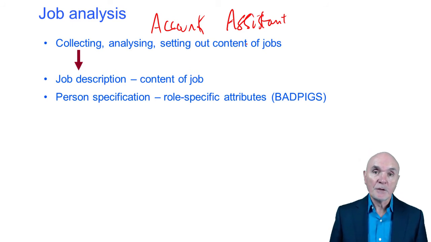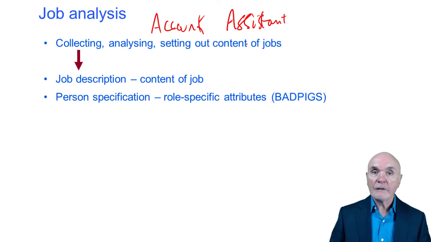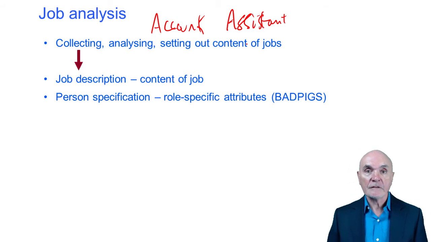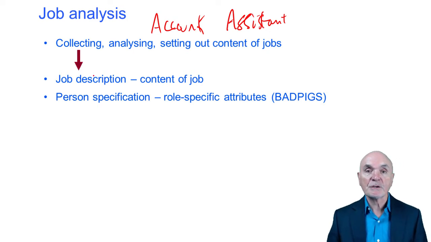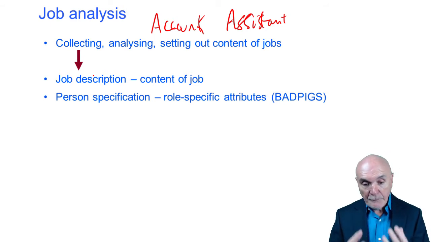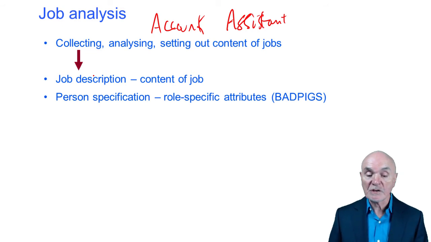If someone was already doing the job, we can ask them to keep a diary for a week, so we know they spend 80% of their time doing debits and credits, 10% of the time talking to members of the public on the phone, another 10% of the time in meetings of some sort. But until we know the nature of the job, we can't really go on and write a job description. And the job description is basically the output of the job analysis. It is saying in some detail what the job will entail.